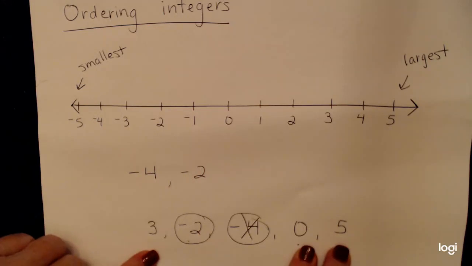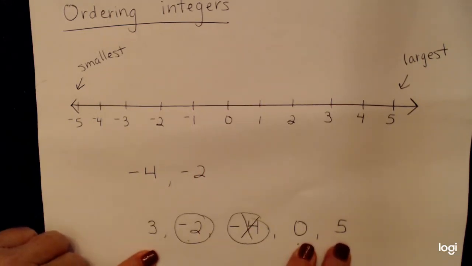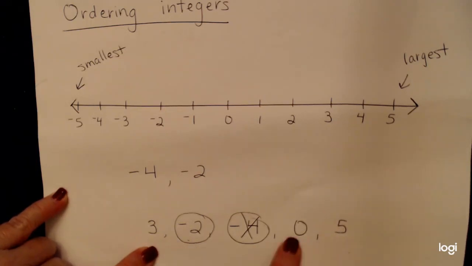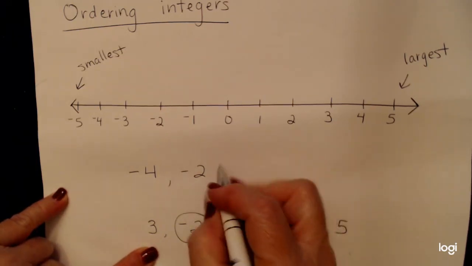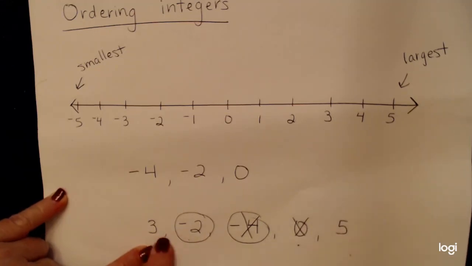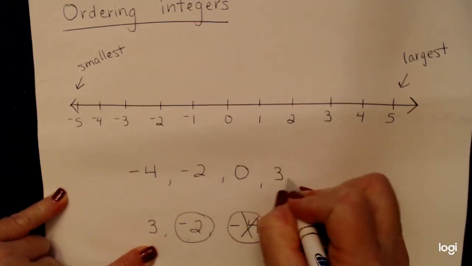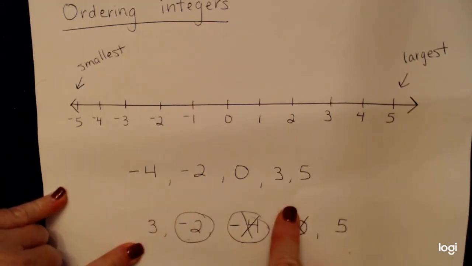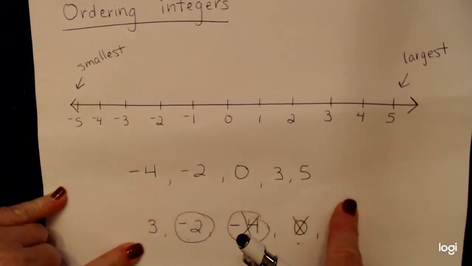Now I have 3 numbers left. When I look at these, I'm now in the positive numbers. This is a little bit simpler for me to look at. I noted that 0 is the next smallest. Then when counting up, I know that 3 comes before 5. And these numbers are in order from least to greatest.